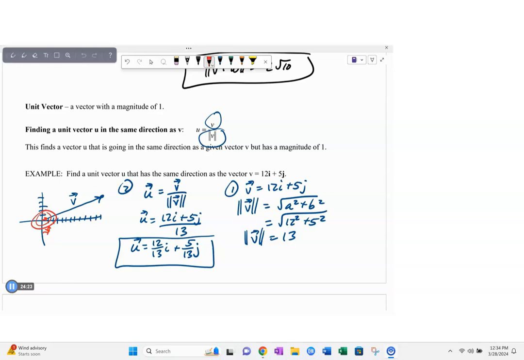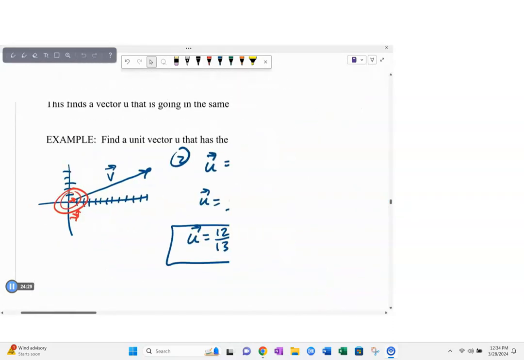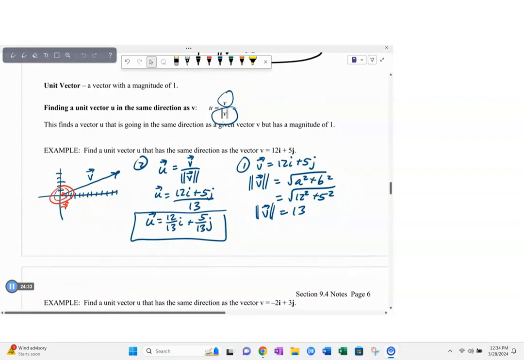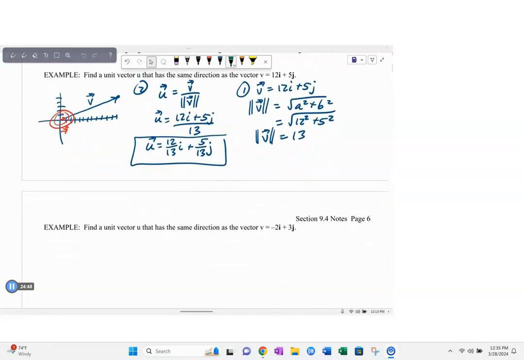If I could blow that up, right? That's that vector u right there that only has a length of 1. That's a unit vector, length of 1. This one, once you guys try this problem, do the same thing. See if you can come up with the magnitude of vector v.